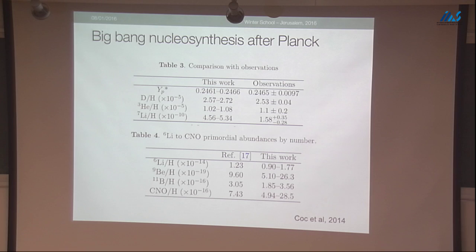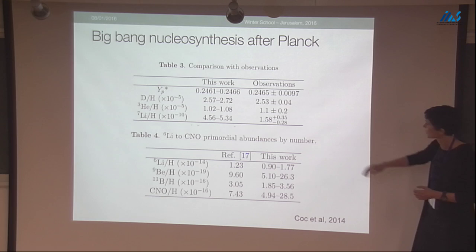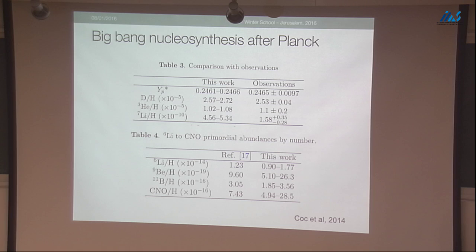these numbers have been revised, because the calculation of these concentrations depends on some of the cosmological constants that have been refined through Planck. This is a relatively recent paper that revisits some of these ratios, deuterium, lithium, helium, beryllium, looking at the primordial abundances after the Planck mission.